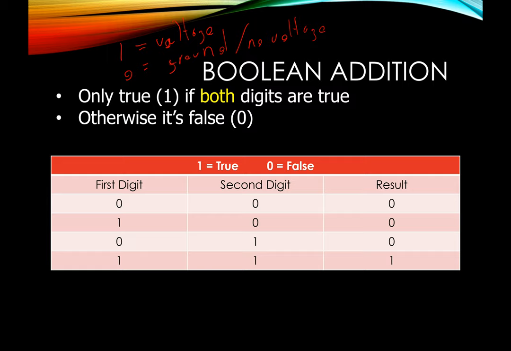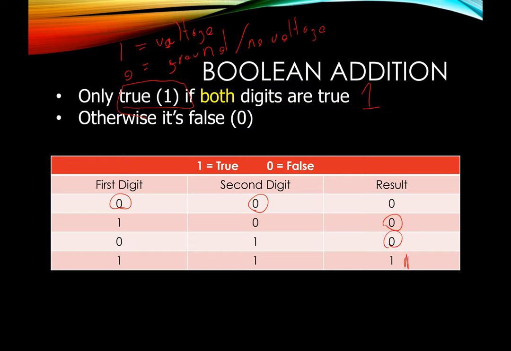It's ones or zeros. So a Boolean addition means that if you add two digits together, it is not regular math. So two things must happen in order to create a one. So you can only produce a one if both digits are a one. So here's a 0, 0 equals a zero. A 0, 1 produces a zero. A 0, 1 produces a zero. A 1, 1 produces a one.